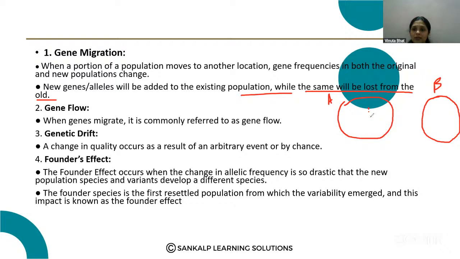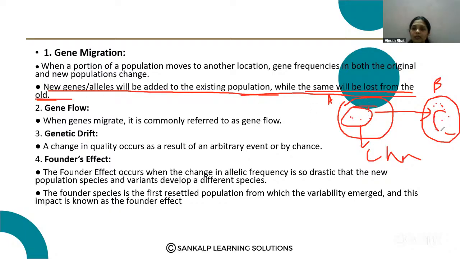Some organism population randomly are moving to the B area. So in A area, the gene frequency is changed, and in this area also the gene frequency changed. New genes or alleles will be added to the existing population while the same will be lost from the old. So here it is lost, and here new genes are added to that population.